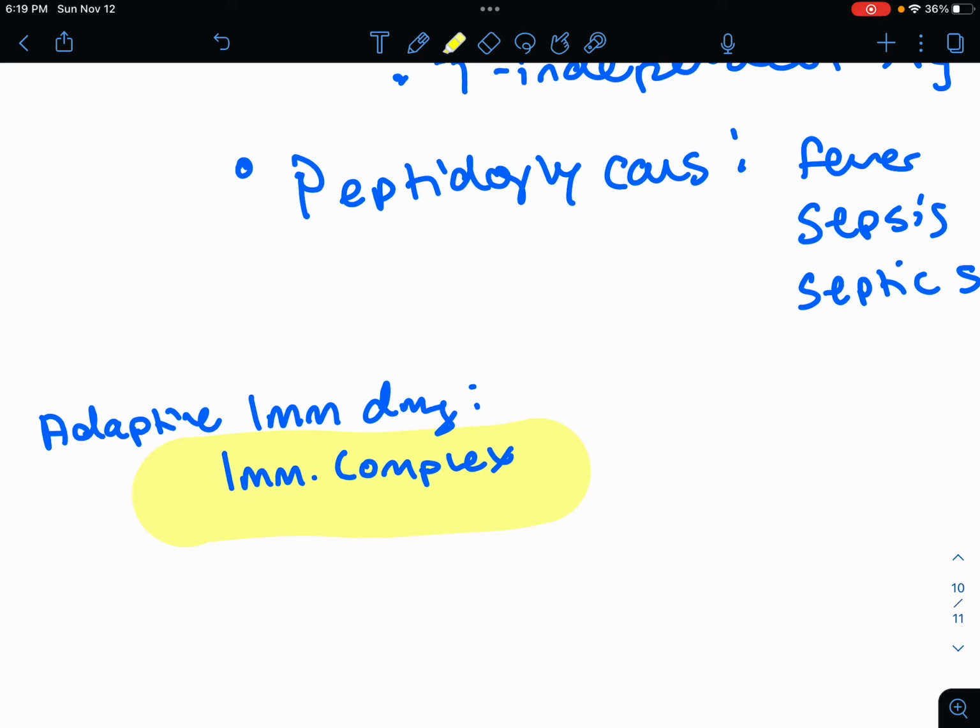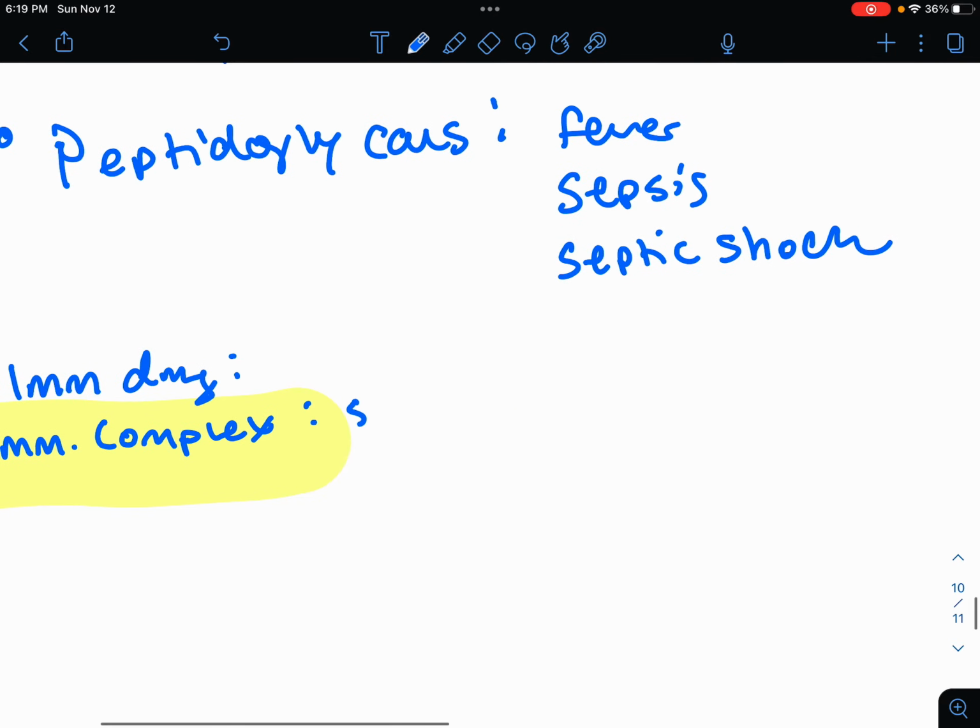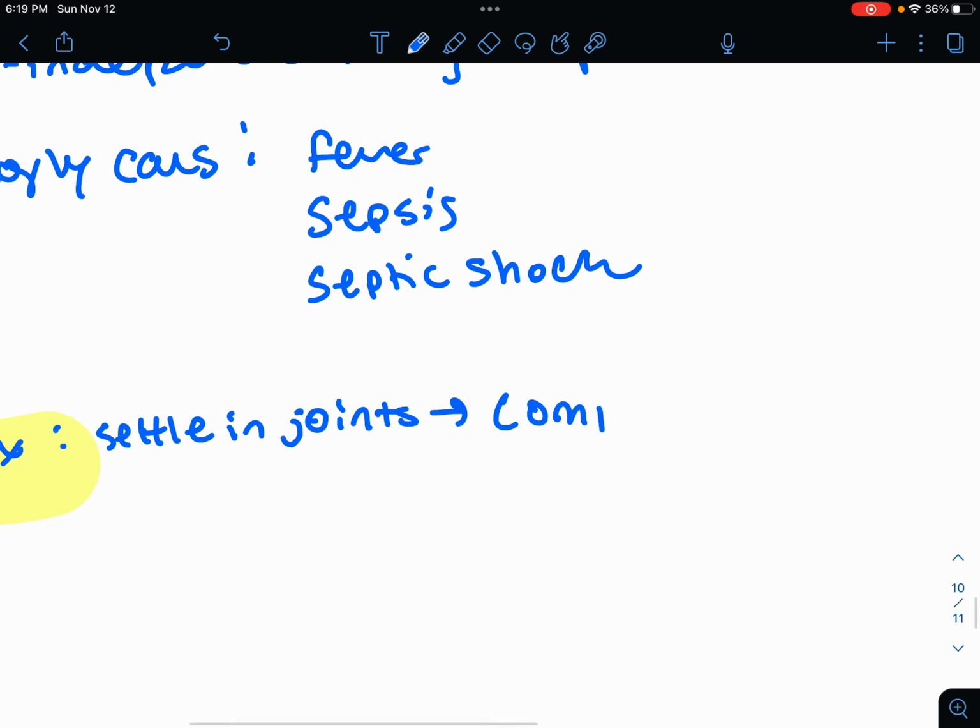When you have the immune complex, the antigen-antibody complexes can form. They settle in the kidneys and joints and activate the complement system, leading to inflammation. Then complement, and then inflammation. And that's, again, throat infections of Strep pyogenes.